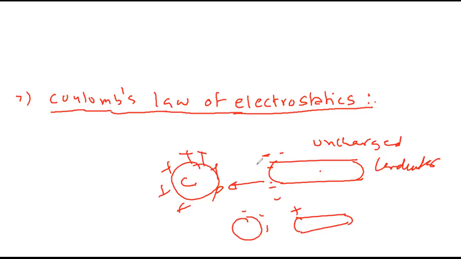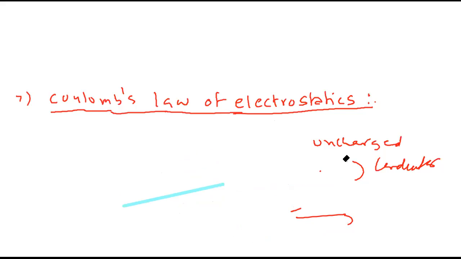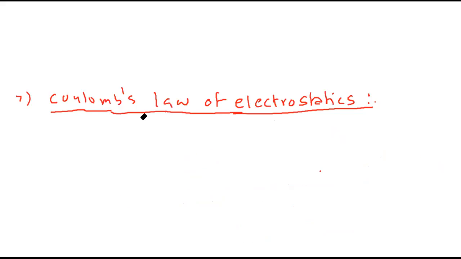Now Coulomb's law of electrostatics, but that will be temporary. The moment you remove that charged body, it will lose the charge. Coulomb's law of electrostatics: force of attraction or repulsion between 2 point charges is directly proportional to the product of magnitude of charges and inversely proportional to the square of distance between them. So we can write some constant k, q1 q2 upon r square.